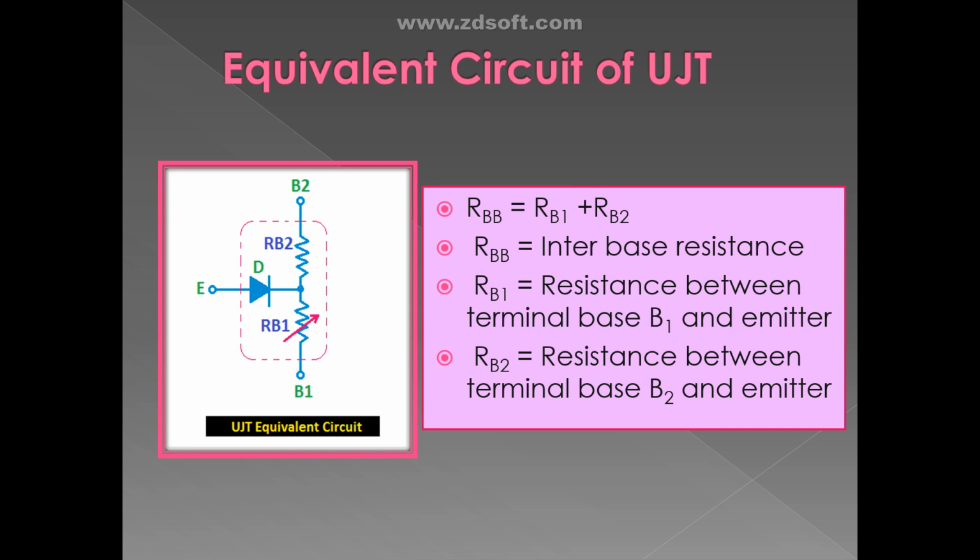RB1 is the bulk resistance between emitter and base 1 terminal. RB2 is the bulk resistance between emitter and base 2 terminal. So the value of RBB is the sum of RB1 and RB2.